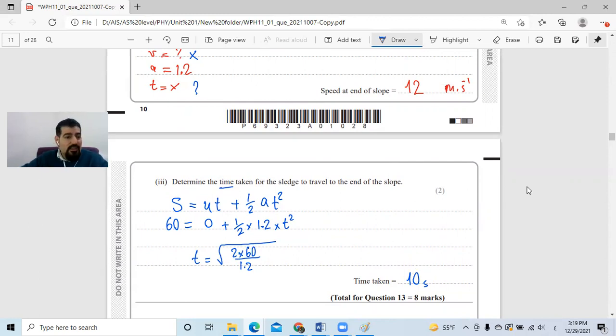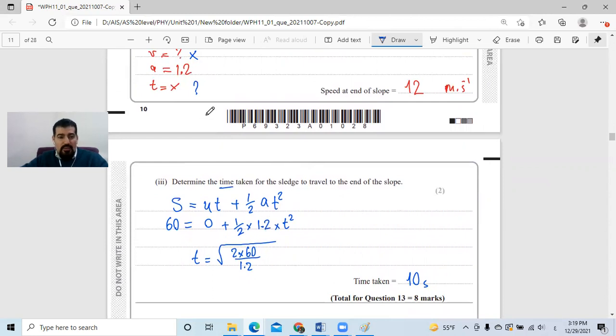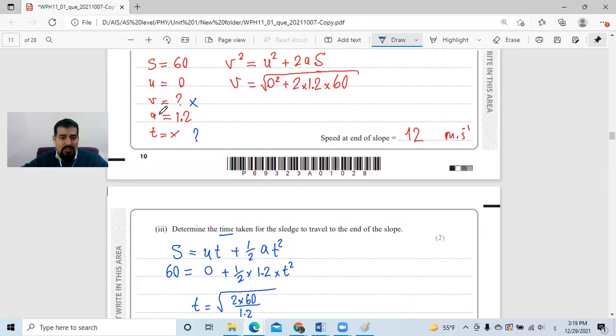Thank you, Hamza. Thank you, Shahd. Thank you, Nour. So we will use the same SUVAT, okay, but I don't have v in this situation. I have time because they ask about the time at the end of the 60 meters.